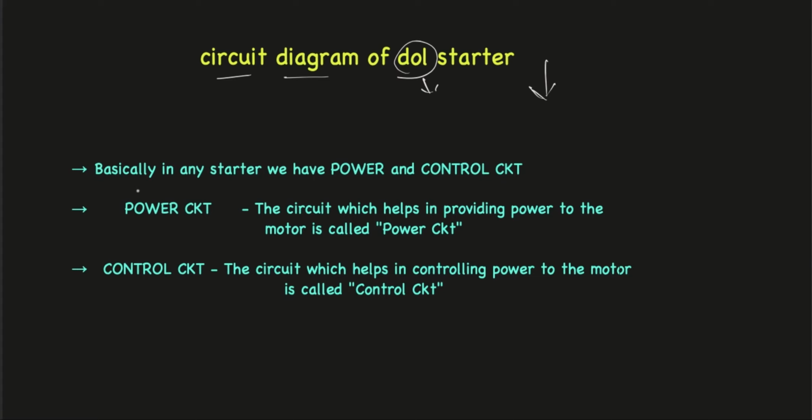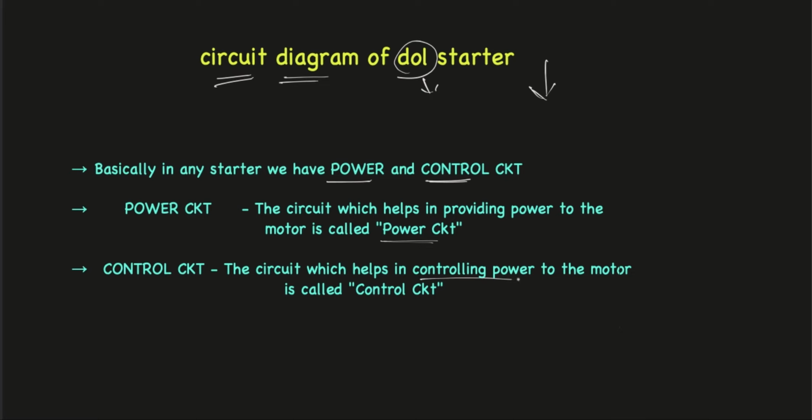Now let's quickly get back to our main topic, that is the circuit diagram of a DOL starter. Basically, in any starter, we have a power circuit and a control circuit. What is a power and control circuit? The circuit which helps in providing power to the motor is called the power circuit, and the control circuit is the circuit which helps in controlling the power to the motor.